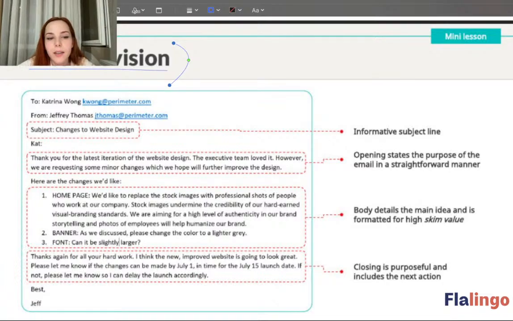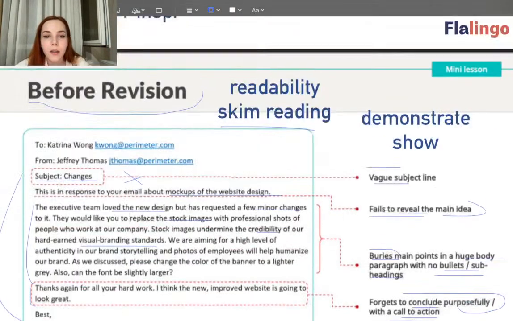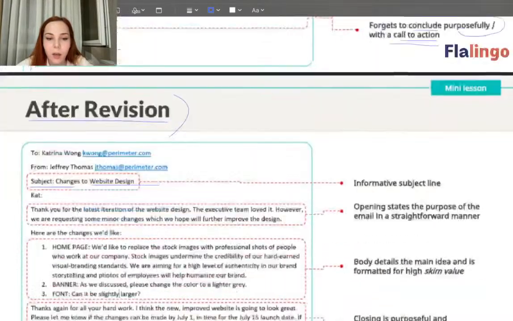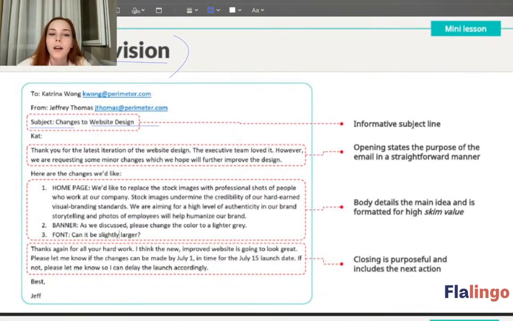So first part is our subject line. Changes to website design. This is perfect. In here, I talked about changes, but I didn't specify changes about what. Like, I need to give some information. But in the second part, I told you changes to website design. This is a perfect subject line. It's informative, it's concise, and it's revealing the main idea.